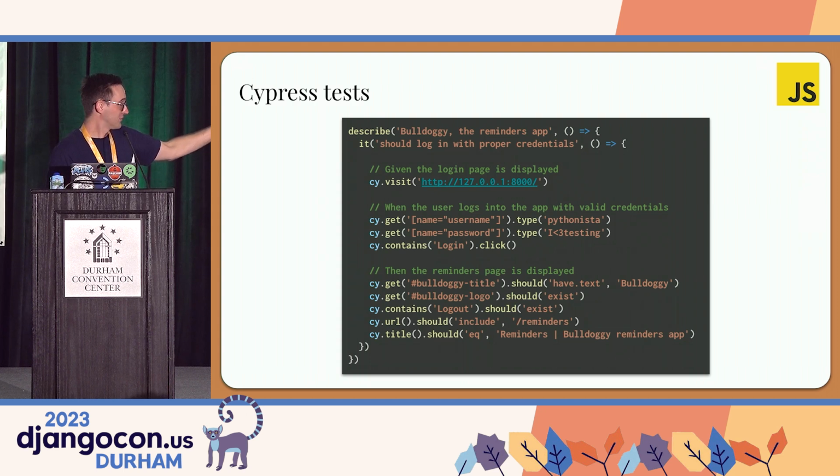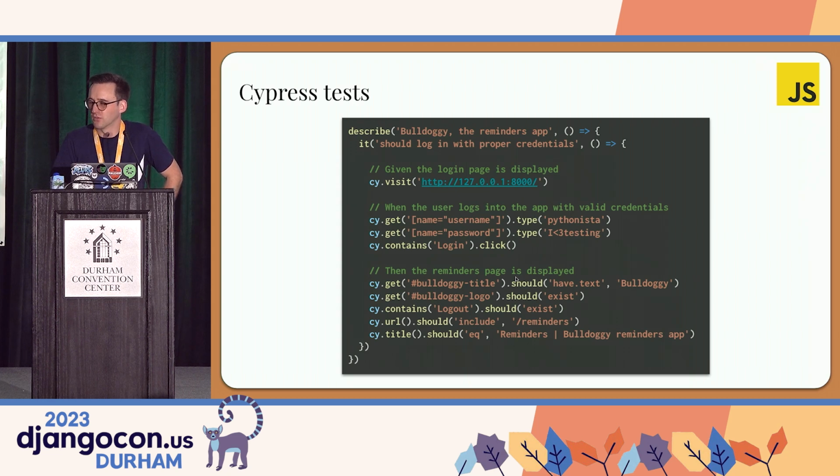But you would set up your test, you say, describe. This is kind of like a block of tests. Bulldoggy, the reminders app, boom. What should it do? It should log in with proper credentials. And so here we have that same arrange-act-assert, given-when-then test for login that we had before. The code's a little bit different: cy.visit, cy.get, type, cy.contains, click, right? But again, these are locators getting elements and then performing interactions on them.